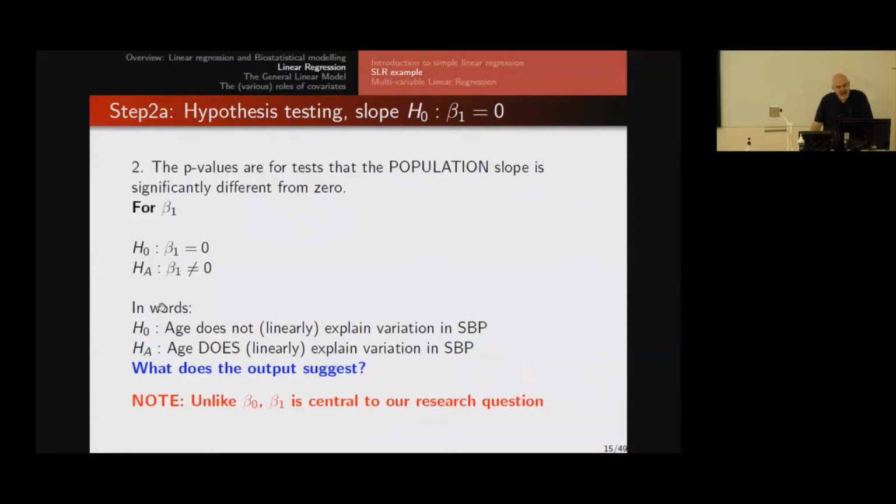Okay, against an alternative hypothesis of beta 1 not equaling 0, in words, age does linearly explain variation in SBP. In other words, it's important, okay, as opposed to it's irrelevant to systolic blood pressure.